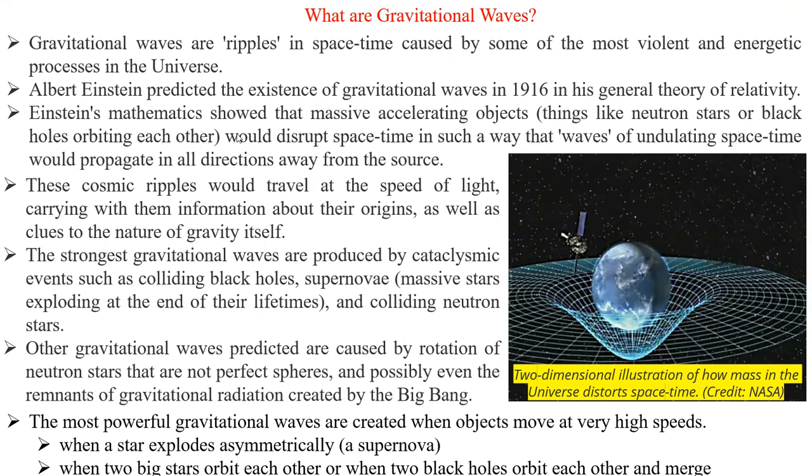Einstein's mathematics was a prediction only; there was no experiment at all. He was a great mathematician and a great theoretician. He showed that massive accelerating objects like neutron stars or black holes orbiting each other would disrupt space-time in such a way that waves of undulating space-time would propagate in all directions away from the source.